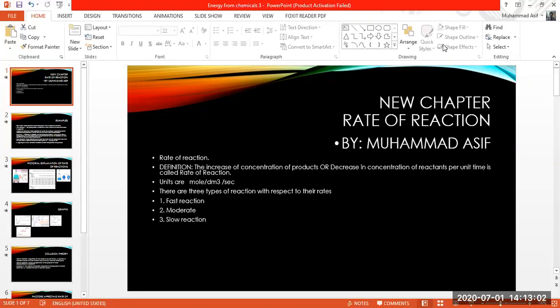The rate of reaction is defined as the increase in concentration of products or decrease in concentration of reactants per unit time. The units are mole per dm cube per second. The mole per dm cube is the concentration, and per second means how much concentration is going to change in a unit time, or in a second.